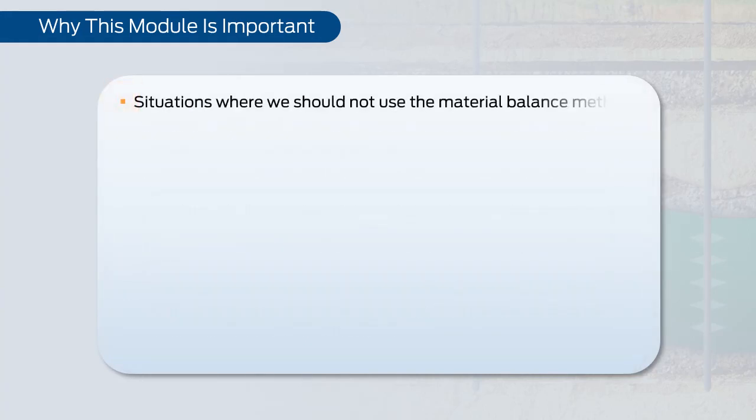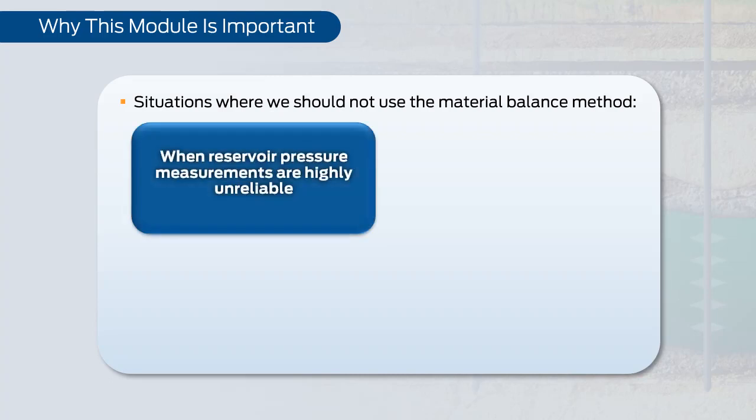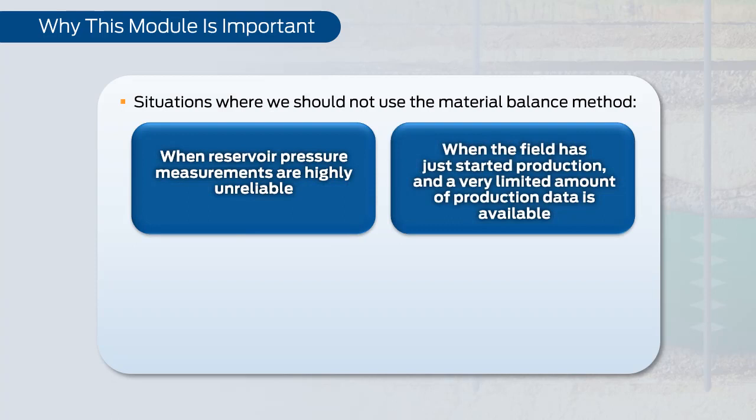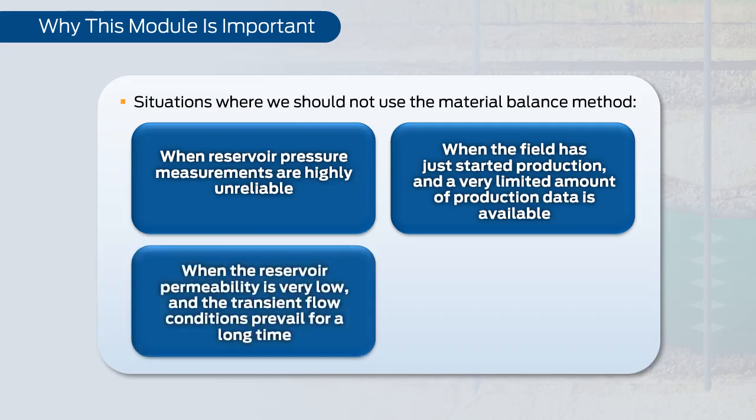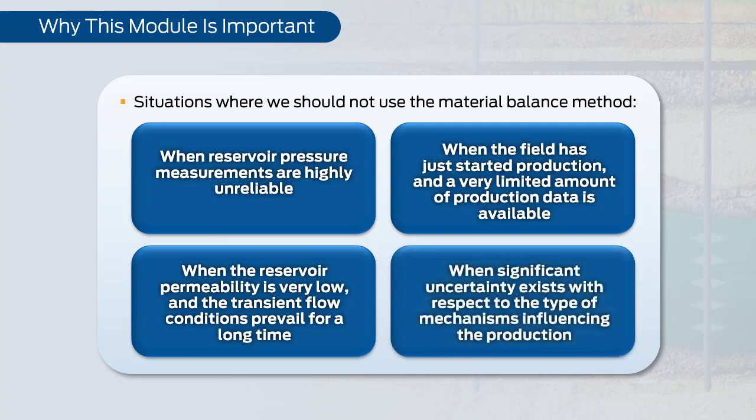There are situations where we should not use the material balance method. These situations include the following: when reservoir pressure measurements are highly unreliable, when the field has just started production and a very limited amount of production data is available, when the reservoir permeability is very low and the transient flow conditions prevail for a long time, for example, unconventional formations, and when significant uncertainty exists with respect to the type of mechanisms influencing the production.